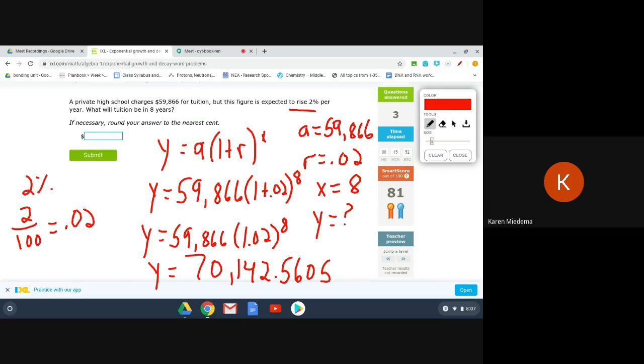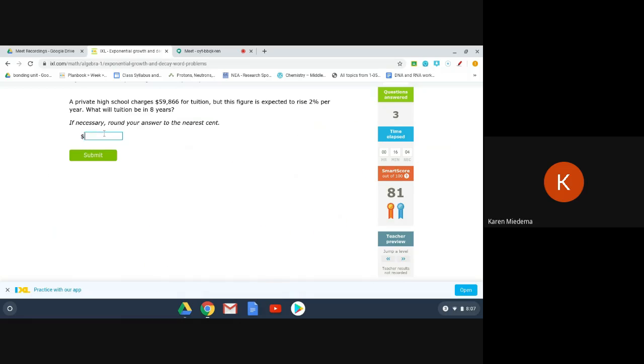Okay, it says round your answer to the nearest cent. So here's to the nearest cent. The 0 tells the 6 to stay the same. So my final answer here is 70,142.56.